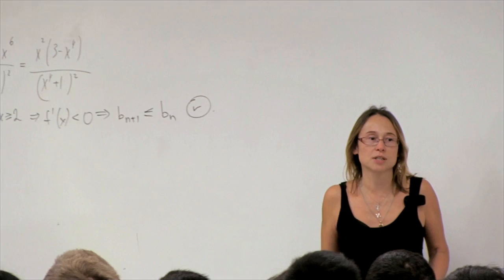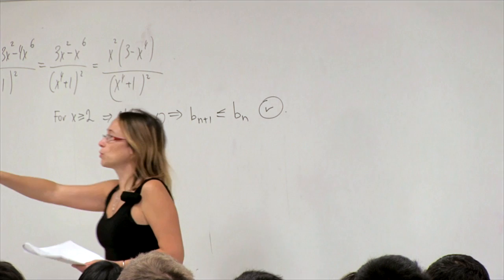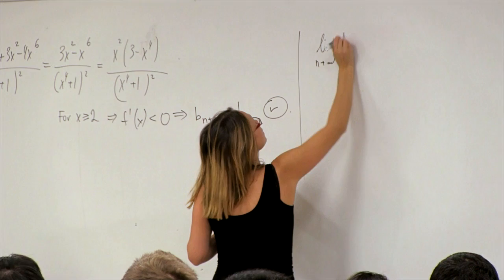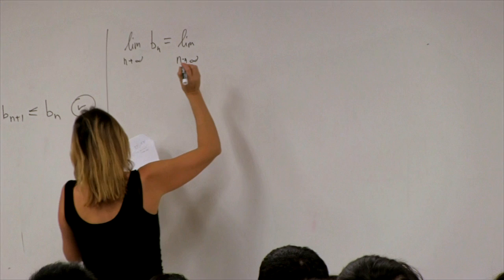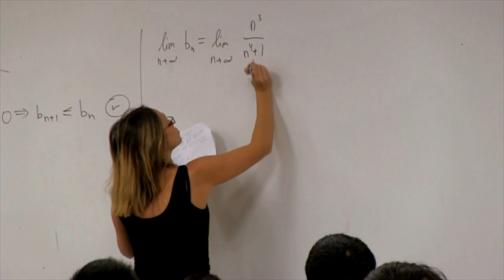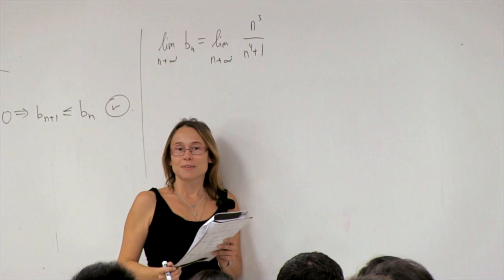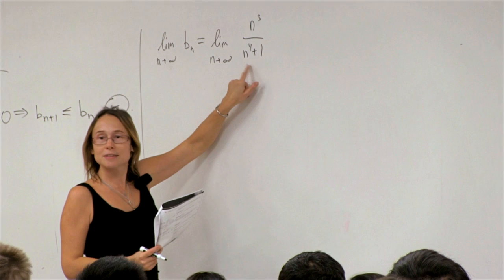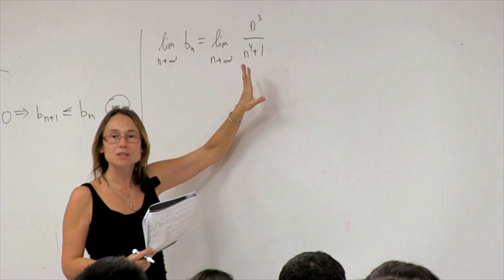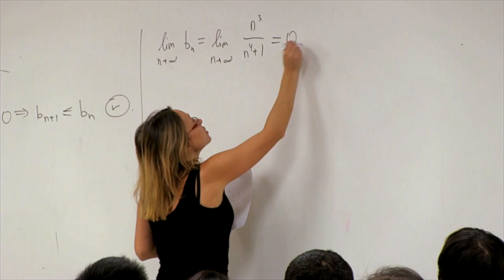Now, what was the second condition? The limit, right? I have to show that the limit as n goes to infinity of b_n is 0. So what's b_n? It's n cubed over n to the fourth plus 1. So again, can I do it without any further calculations? I have to look at the power of numerator and power of denominator. The denominator's is greater, so the limit is 0. If they were the same, the limit would be a constant, which is non-zero. If the numerator's was greater, then I would have infinity. So I'm just going to say 0.